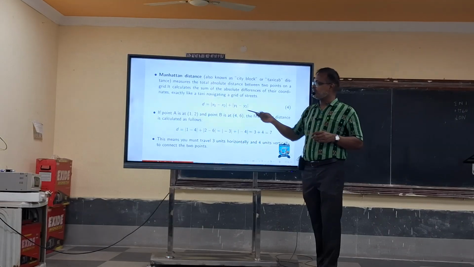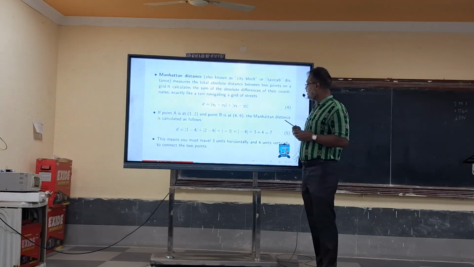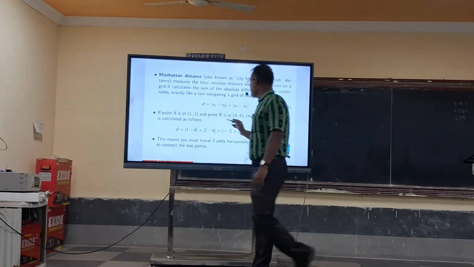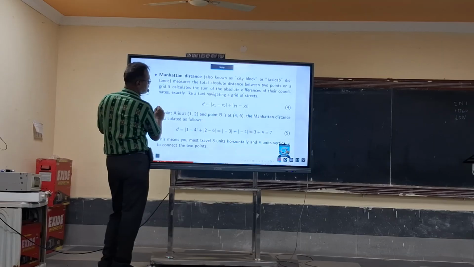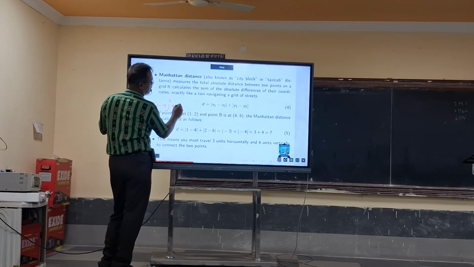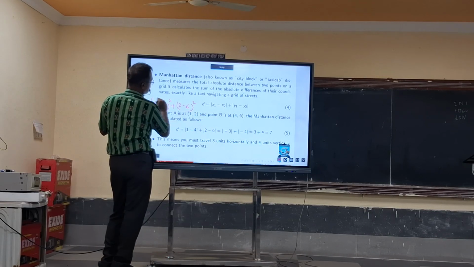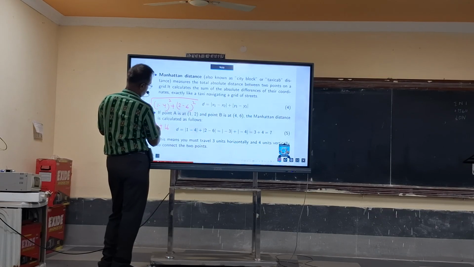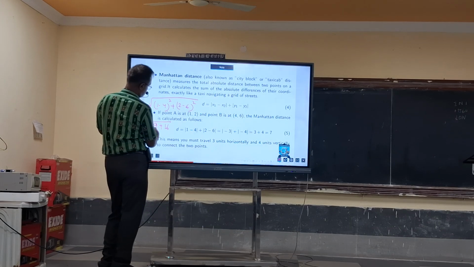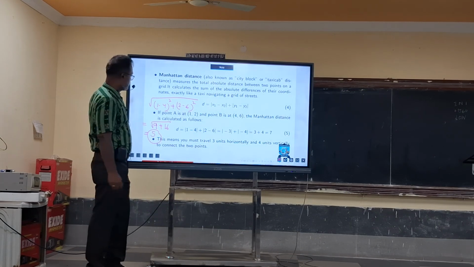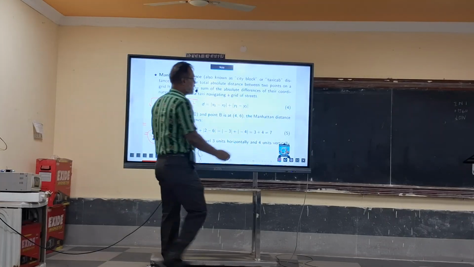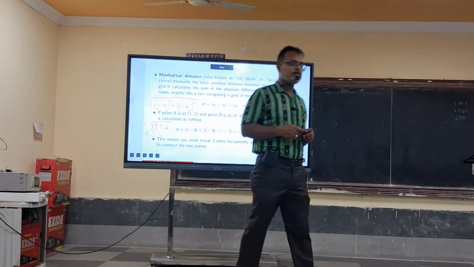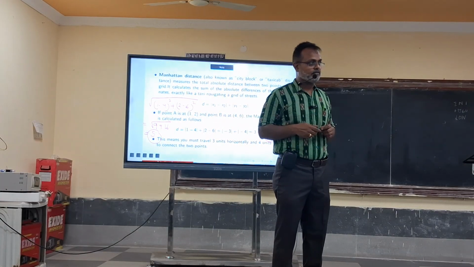For example, if point A is at (1, 2) and B is at (4, 6), the Manhattan distance becomes 7. Whereas if you take Euclidean distance, what will it be? It will be the square root of (1 minus 4) squared plus (2 minus 6) squared. What is that? 9 plus 16, which is 25, so 5, right? For these two points, the Euclidean distance is 5 and the Manhattan distance is 7. So is it clear? We will be using Manhattan distance and Euclidean distance in our next 3 classes. Clear?